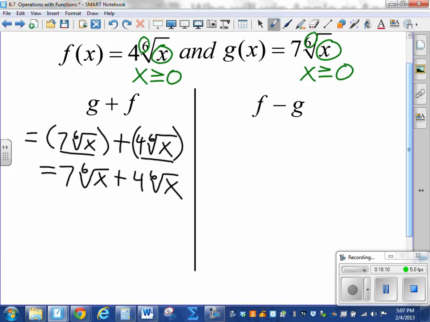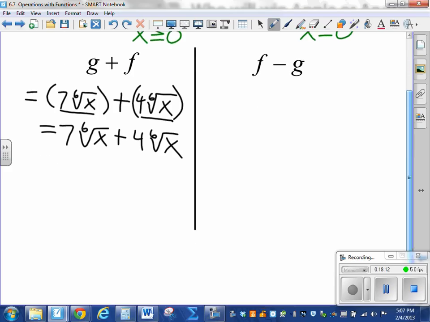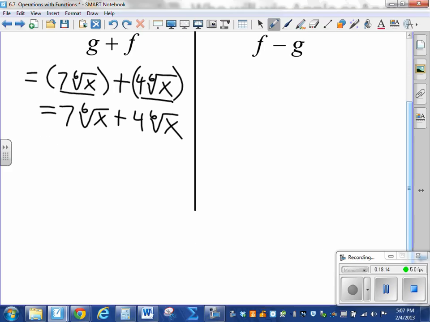All right, now looking at these, we do have like terms here. We have 7 of these 6th root x plus 4 more of these 6th root x. So if you got 7 of something, plus 4 more of the same something, you will have 11 of that something. And that something happens to be the 6th root of x. All right, so 11 times the 6th root of x.